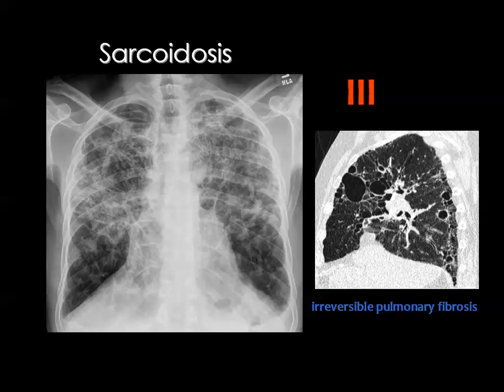And the long-standing disease will lead to pulmonary fibrosis, and you got the full-blown picture that has been previously mentioned in the form of traction bronchiectasis, honeycombing, interstitial opacities, and ground glass areas.